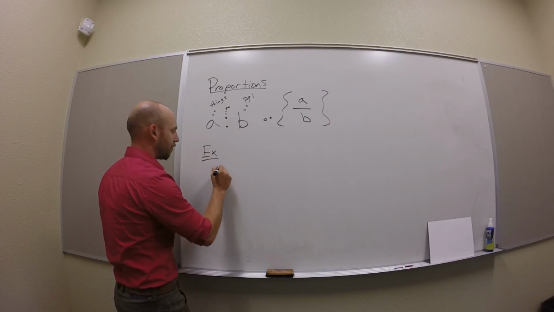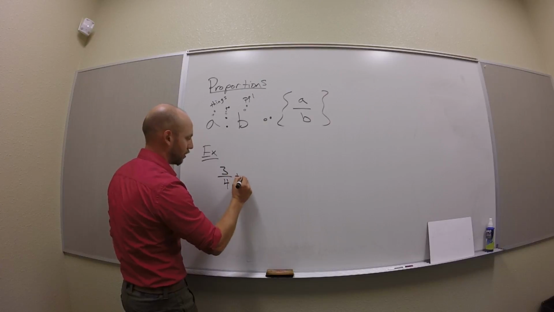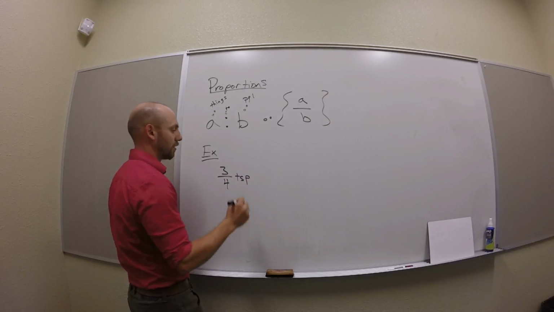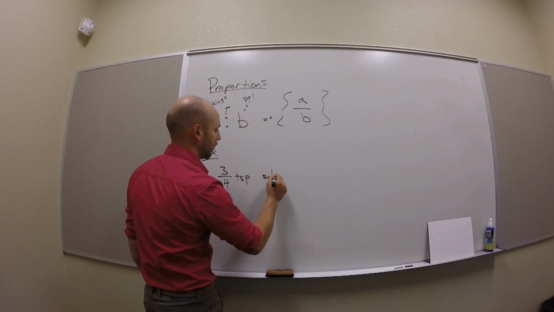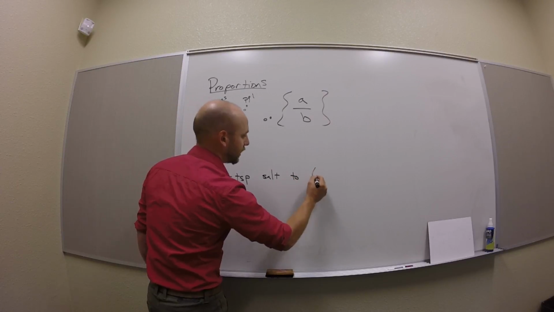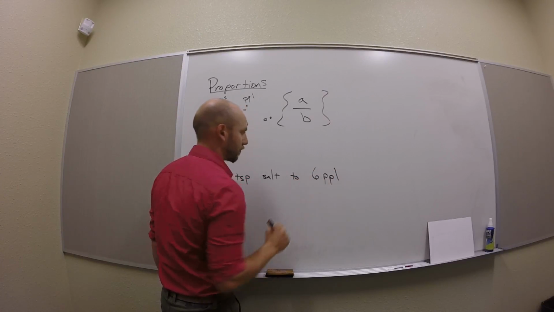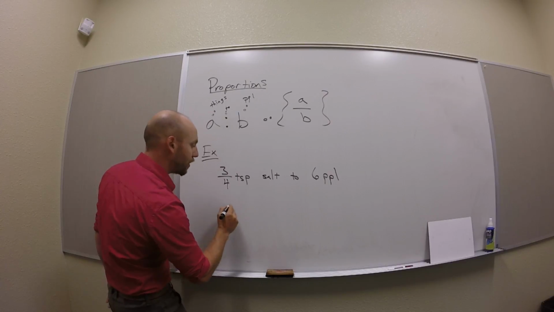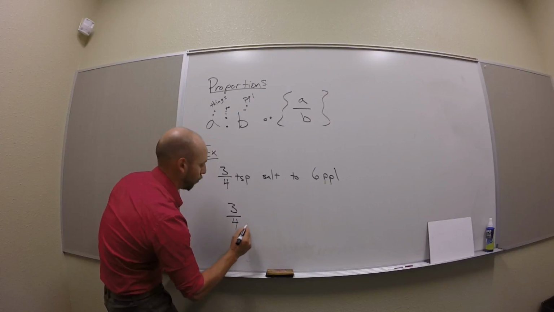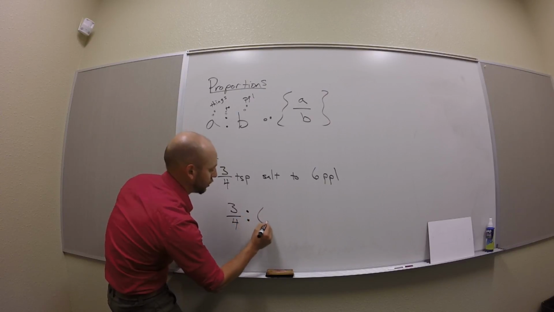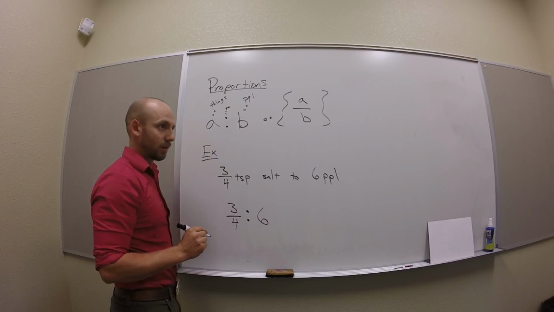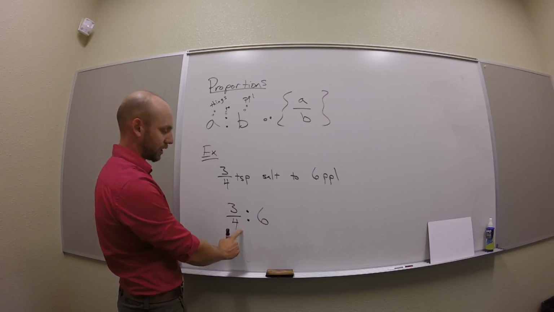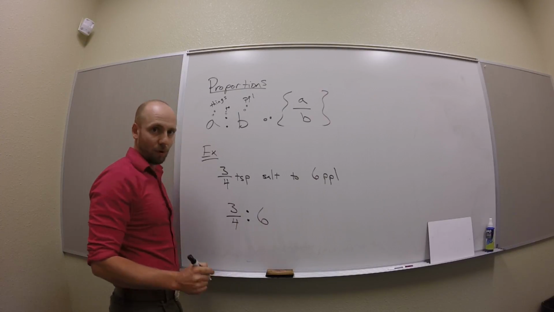So let me say I had a recipe where I had 3/4 teaspoon of salt for 6 people. Okay, so 6 servings. Well, that would be written as a proportion 3/4 to 6. Right? And really maybe the units matter here. So that's teaspoons of salt to people.